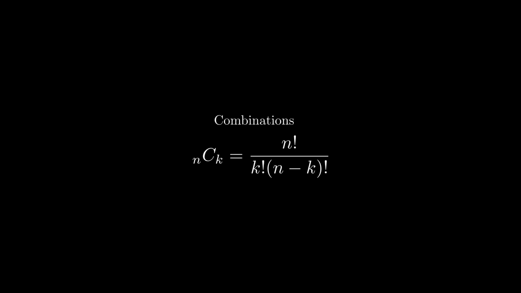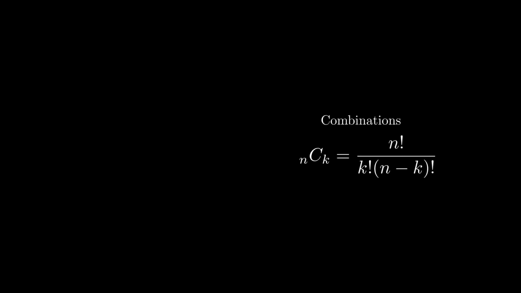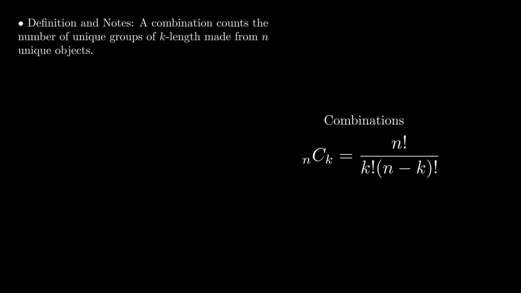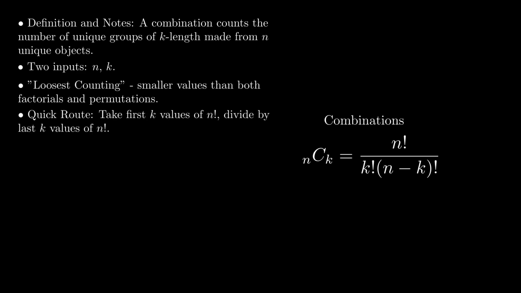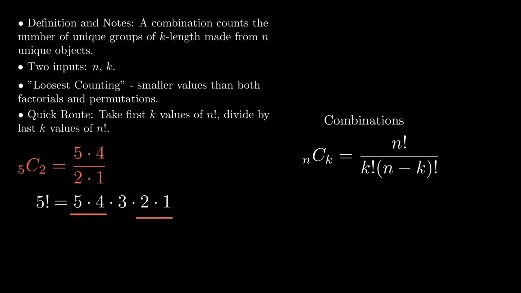Last up are combinations. A combination counts the number of unique groups of k length made from n unique objects. It is the loosest of the three combinatorial functions in terms of what it counts as the same thing, and often produces the smallest values. The quickest route is to just take the first few digits of the factorial function and divide it by the last few. I like to imagine two lines under our factorial function, which help us select which values to include in the combination.